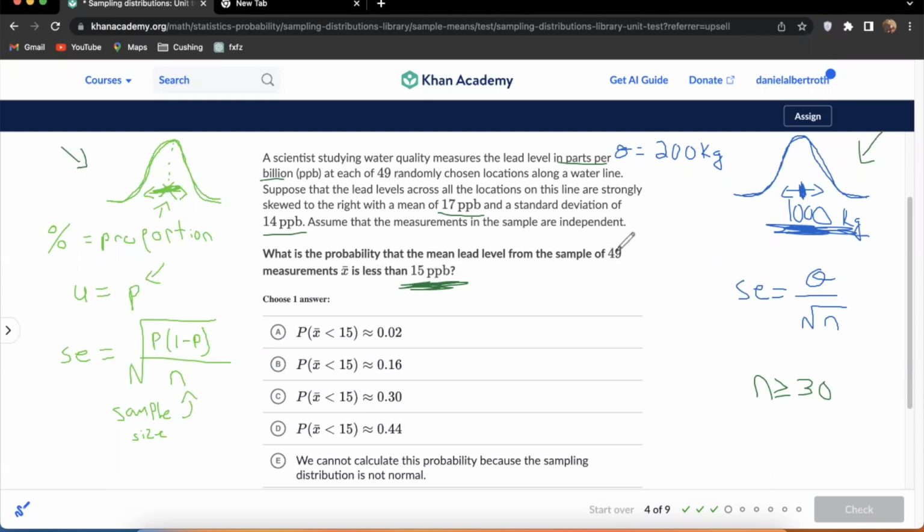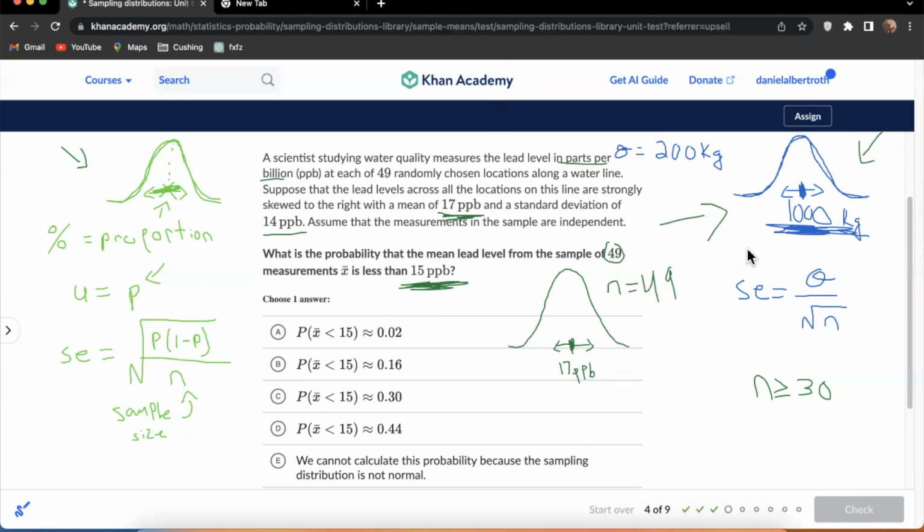So what we're doing is we're taking samples of 49. We're measuring a mean. So we're going to use these formulas, this concept. We would expect our samples to follow a normal distribution. The center of the sampling distribution should be 17, because that is the true average within the population, 17 parts per billion. The sample size is 49. This will dictate the width of our sampling distribution. Bigger sample, smaller deviation.